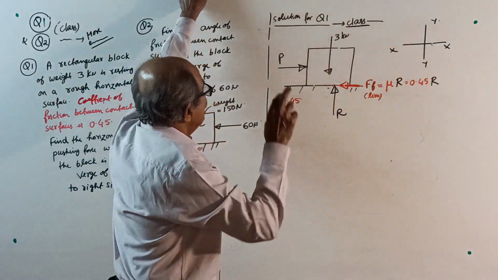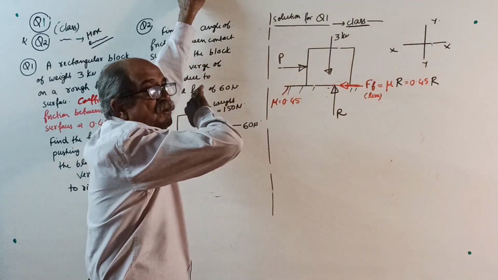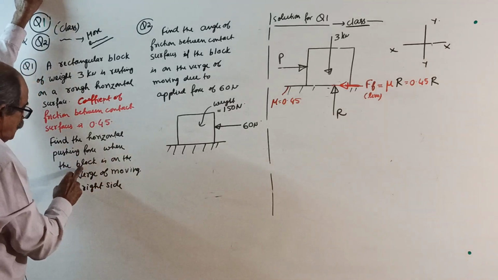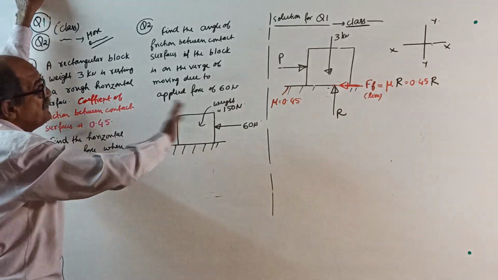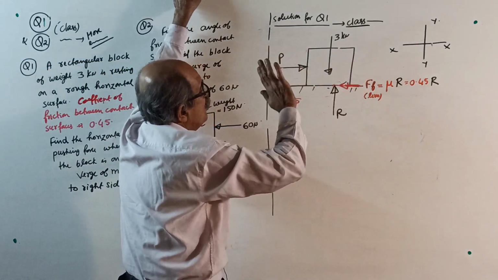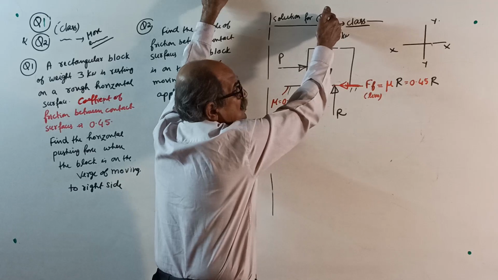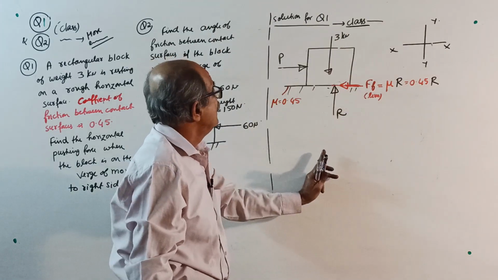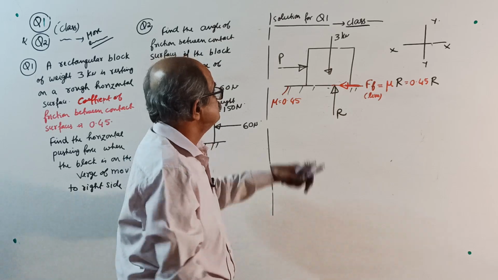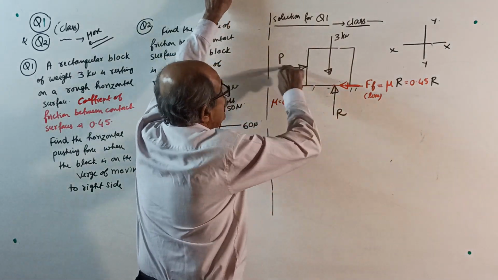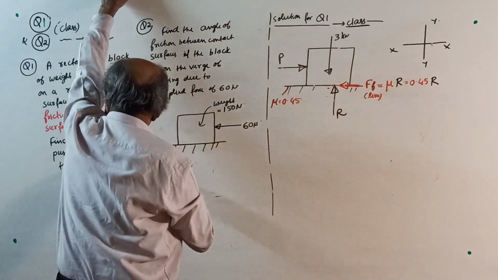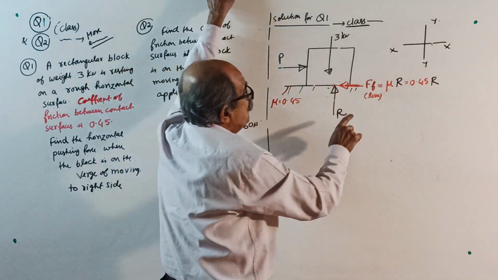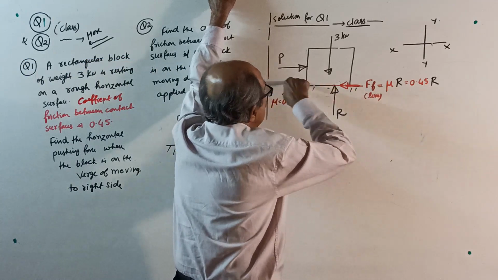Let P be the horizontal force. They told horizontal pushing force when the block is on the verge of moving to right side. So let it be P. We don't know how much P. Weight of body is 3 kilonewton acting down. Let R be normal reaction, which is perpendicular to the plane. Then, since the question is to find force when the block is on the verge of moving to right side, frictional force will be to left side. It will oppose the motion.